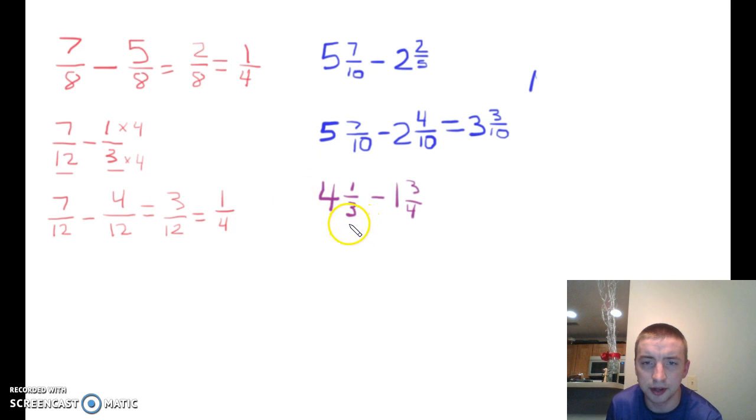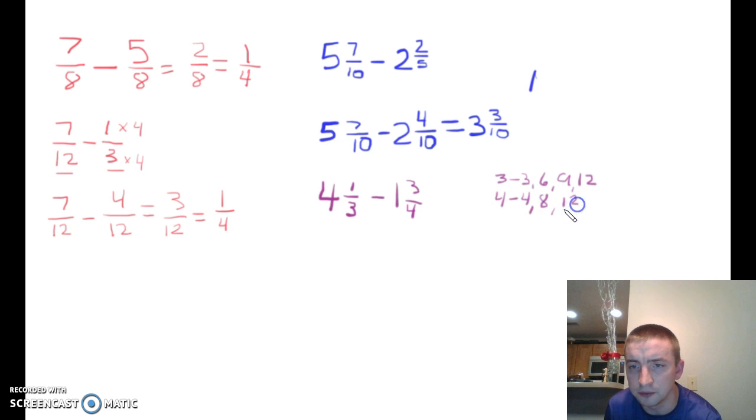So I'm going to again find the common denominator. And if I have 3 and 4, my multiples of 3 are 3, 6, 9, 12. And my multiples of 4 are 4, 8, 12. So I'm going to use 12 as my common denominator. So 3 times 4 is 12. So 1 times 4 is 4. And we said 4 times 3 is 12. So 3 times 3 is 9.